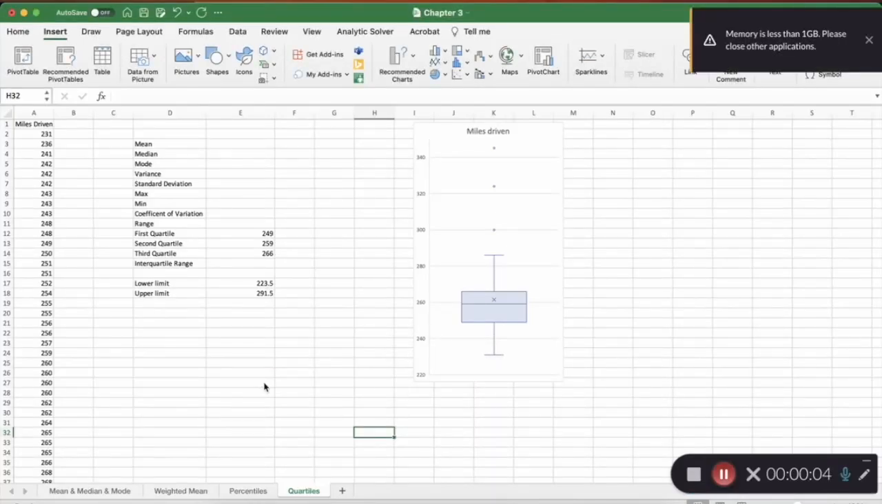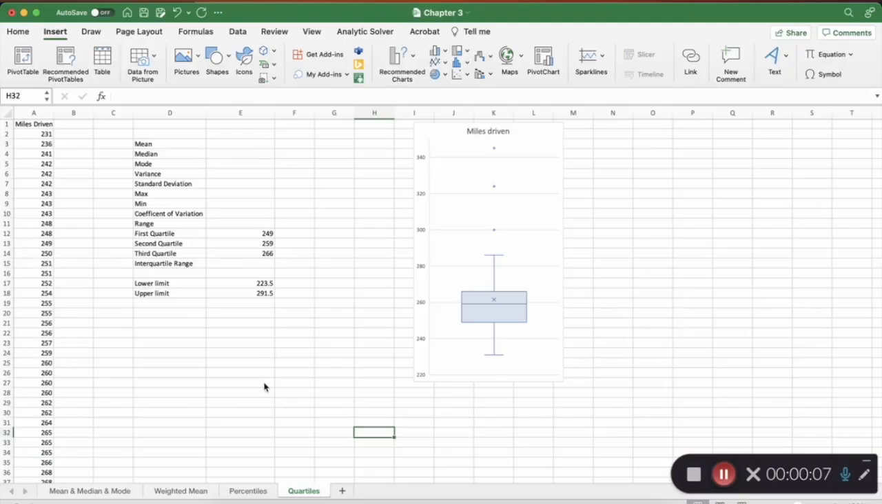Okay, so in the previous video, we found the measures of location. We found the first quartile, second quartile, and third quartile. The first quartile, in this example, we got 249 miles, which is represented here. That means we have 25% of the data less than this value.